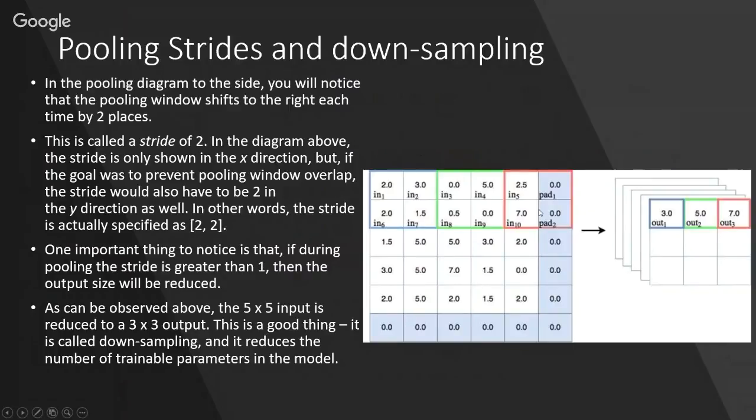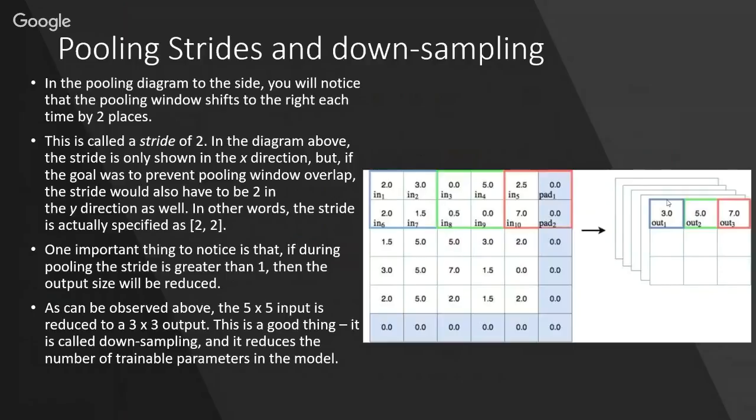Another important thing to notice is that the greater the stride, the more the output size will be reduced, because if it's only doing a little jump or if it's doing a massive jump, but also you don't want to be leaving sections. As can be observed above, the 5x5 input is reduced to a 3x3 output. This is a good thing.